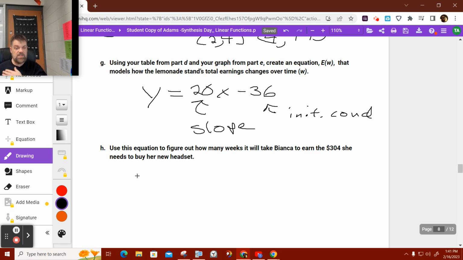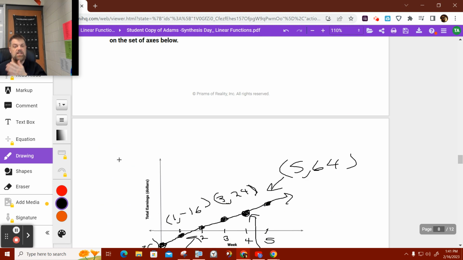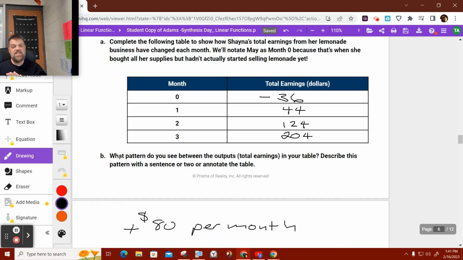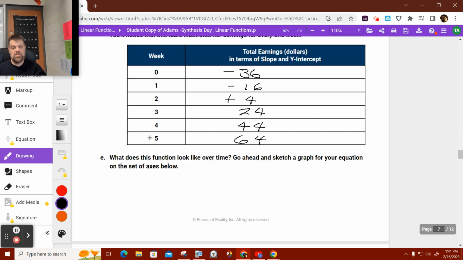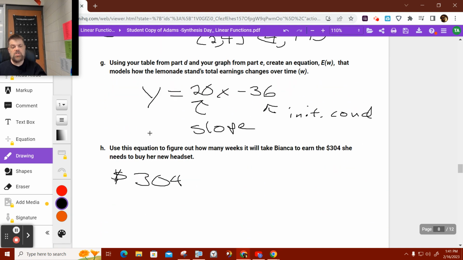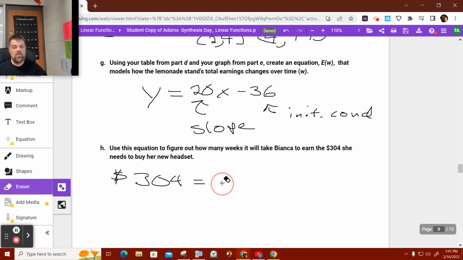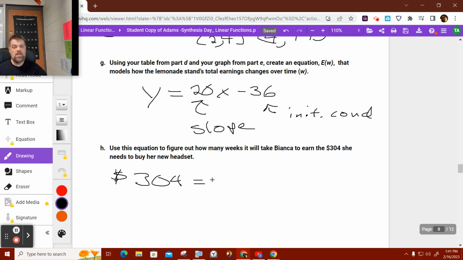Now this is the difference. She needs to make $304. So here's the thing. If she does the exact same sales as Shana does, and remember, she's trying to raise $304, then we need to set this equal to this equation. In other words, 304 equals 20 times x minus 36. So now we got to solve. We're going to add 36 to both sides.